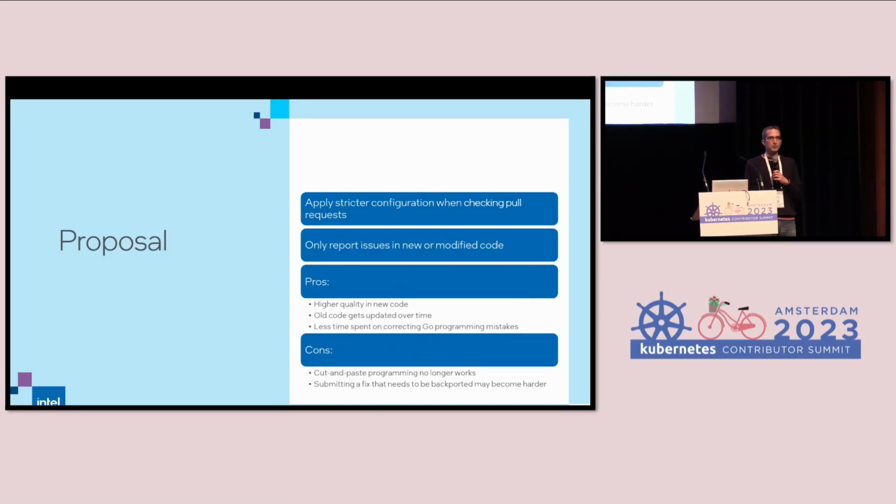So here's my proposal. We can't fix 2,000 issues all at once in the Kubernetes code base. That's clearly problematic. It also would be a lot of code churn that's not desirable. But what we can do is we can be more strict when we look at pull requests. And that's supported by golangci-lint. There is a mode where you can instruct it to only flag issues that are in code lines that are modified or new in a pull request. And that way we can basically raise the quality bar of new code going into Kubernetes.